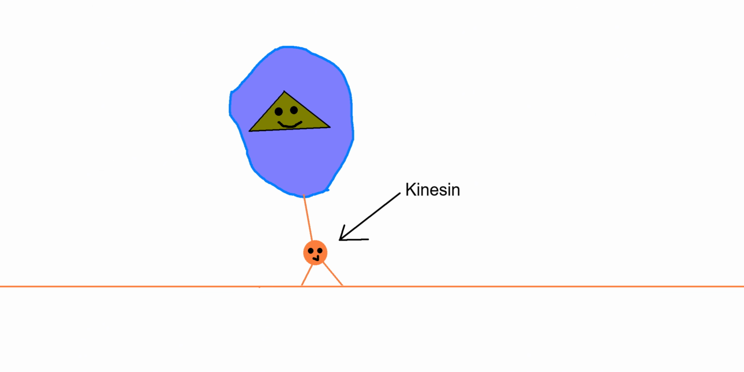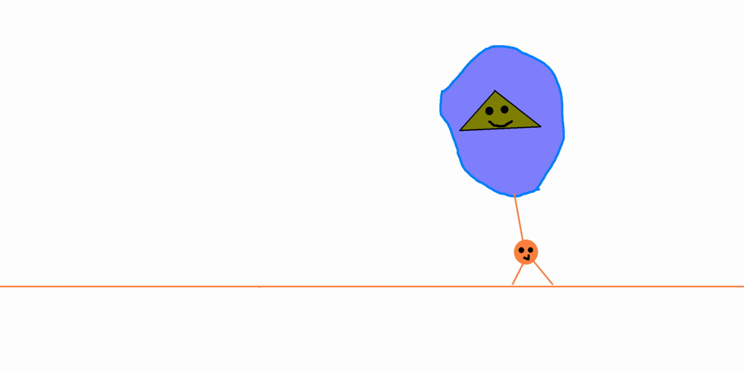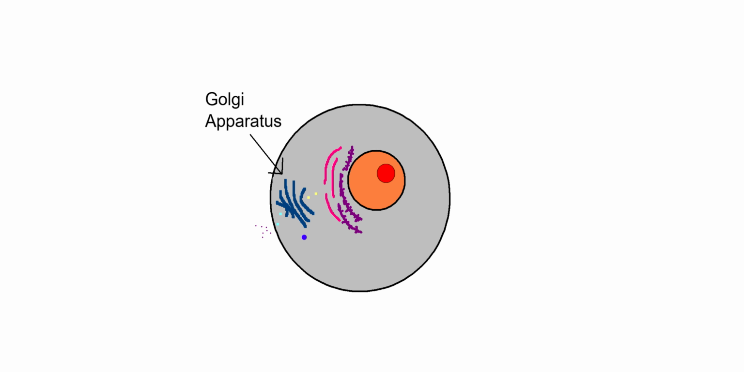Now part of the membrane is budded off into a transport vesicle to transport Bob. The transport vesicle is then carried across a microtubule by a motor protein called a kinesin. Our next stop is the Golgi apparatus, where Bob's vesicle enters the cis side, which is where the Golgi apparatus receives vesicles.